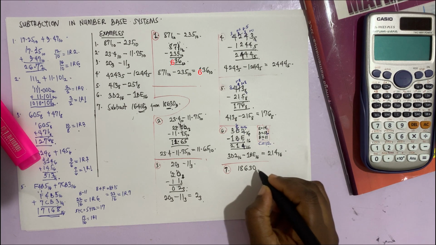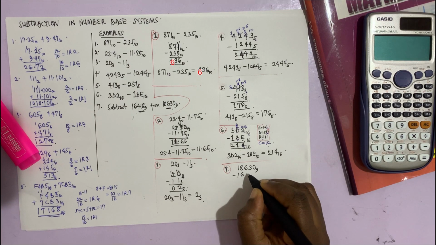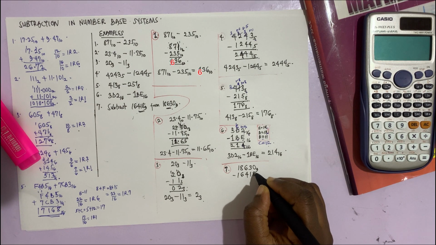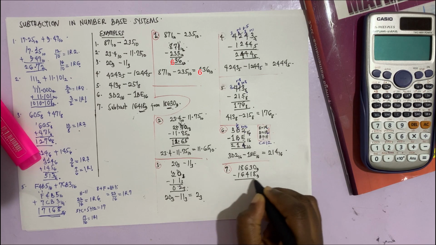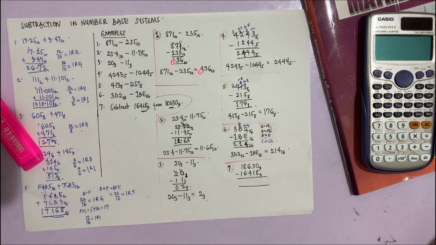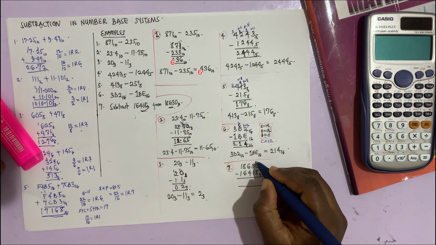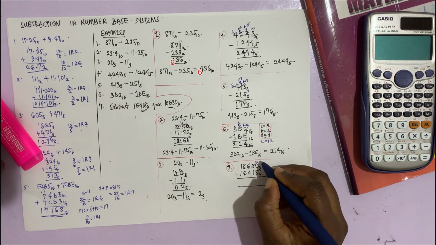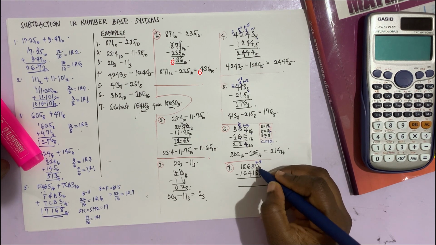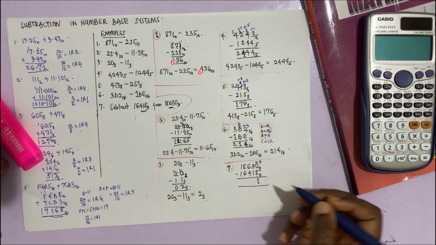18630 base 9 minus 16418 base 9. So 0 minus 8 is impossible. So what do we do? We borrow 1 from this 3, add it to the 0, but in essence what we are adding is the base we are working with, 9. So 9 plus 0 is 9. Then 9 minus 8 is 1.